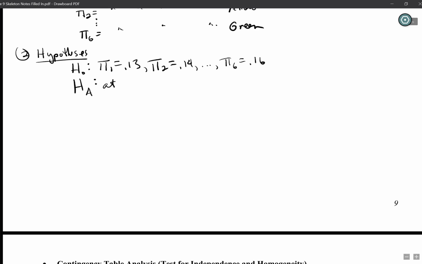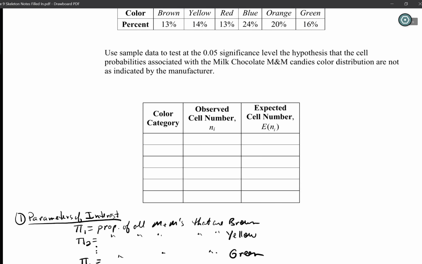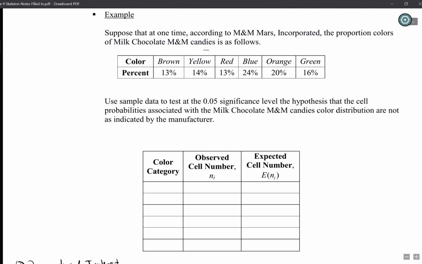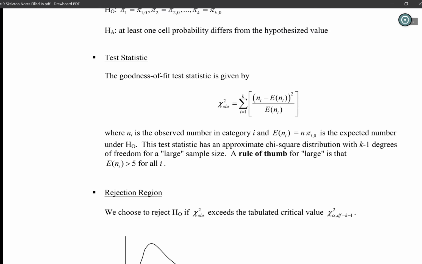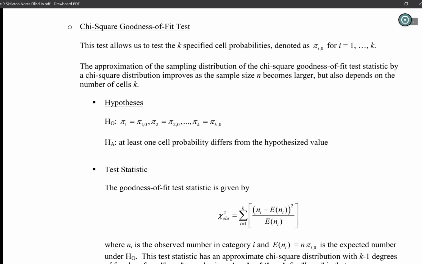The alternative would be that at least one is not true. That is, at least one of the population proportions is not as specified under the null hypothesis. So do we have evidence to refute this percentage distribution? That's what we're after. We're doing inference on several proportions here. This is a particular kind of inference: we're testing the goodness of fit for several proportions.